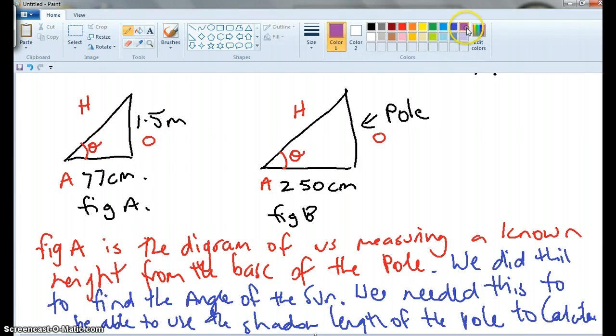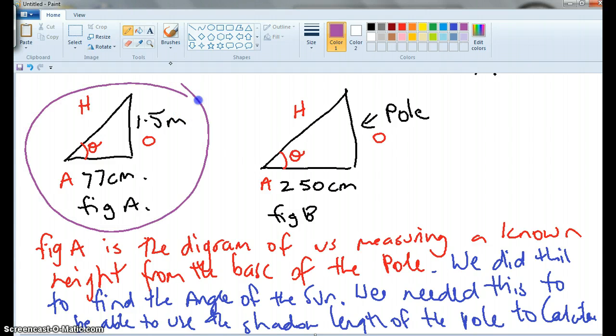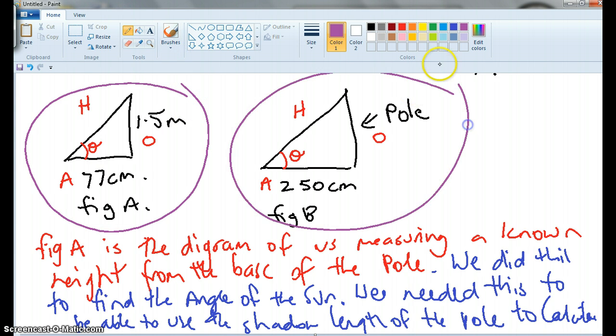So setting out wise, I've got figure A, I've got figure B. So the next thing I would say is figure B shows the height of the pole and the length of the shadow of the pole. These are similar triangles because they're both using the angle of the sun.